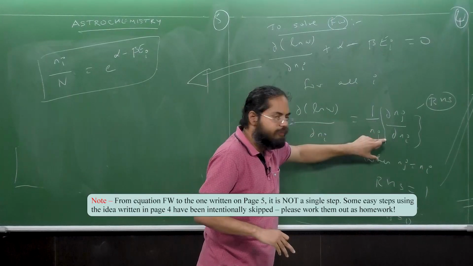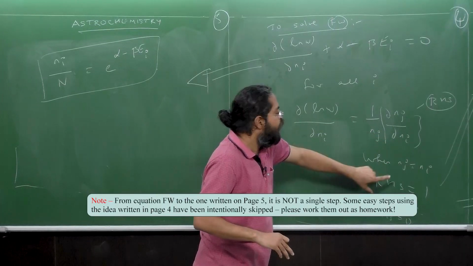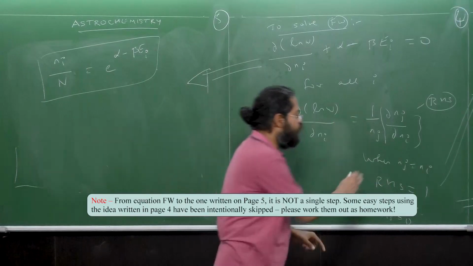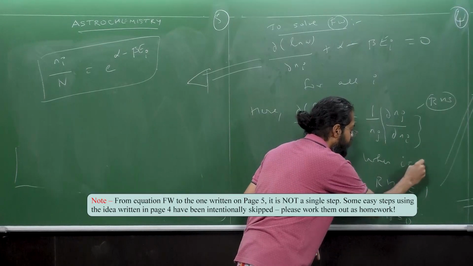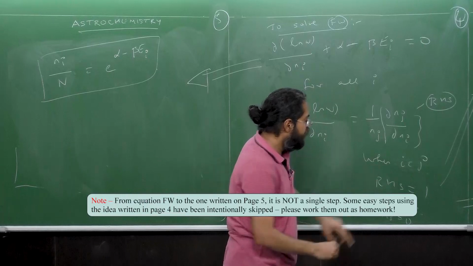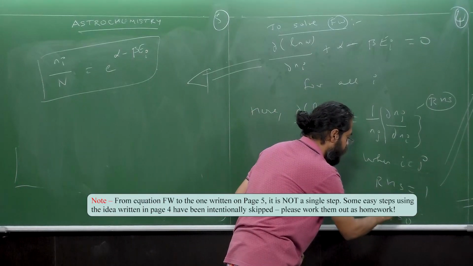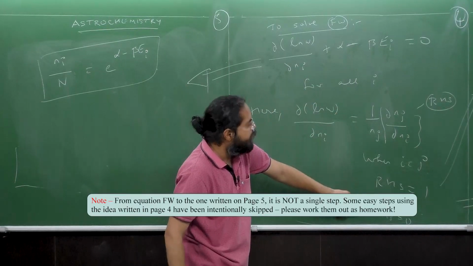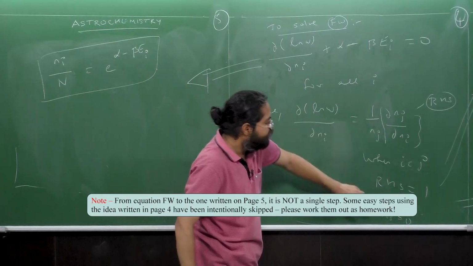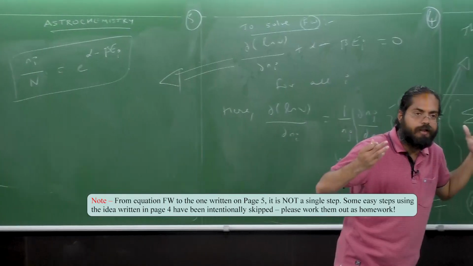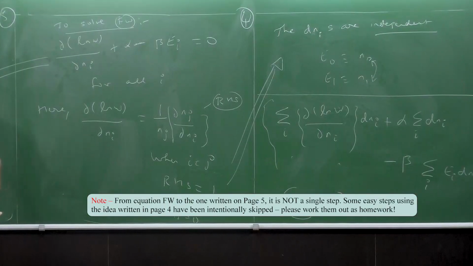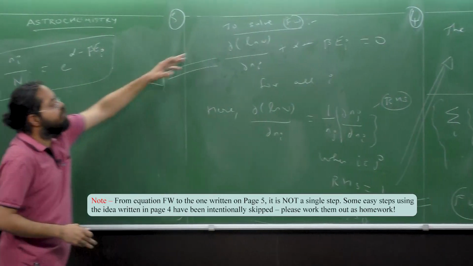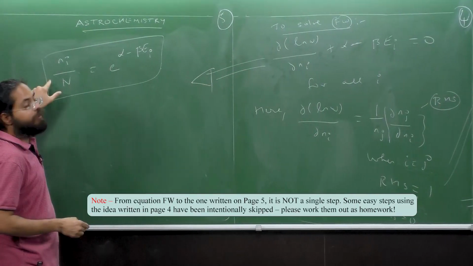And if you use two indices, when Nj equals Ni, when i equals j, your RHS becomes 1. And when i is not equal to j, RHS is 0. Why is it 0? Because the Ni's are independent. That's it. Therefore, this expression is in the form of a logarithm. Once you take the exponential form, this becomes this.